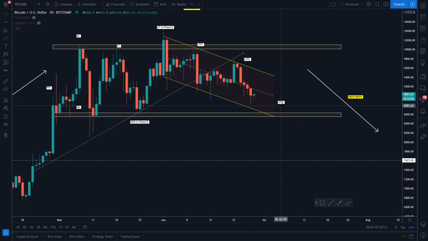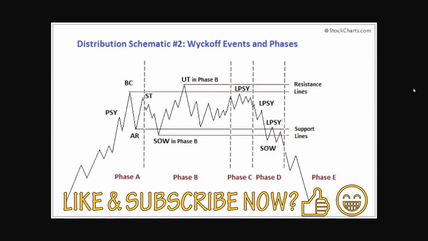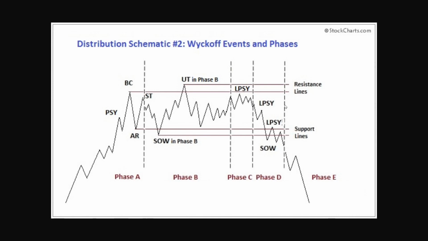And also, guys, if you look at this simple example from the Wyckoff, let me show you the image. If we actually look at this distribution schematic from Wyckoff events and phases, guys, we are seeing a similar move, and this move is particularly indicating the price going to the downside. So where we are right now is a phase D area.